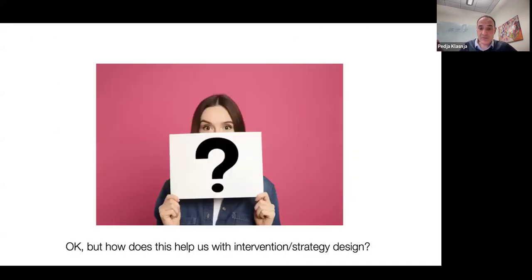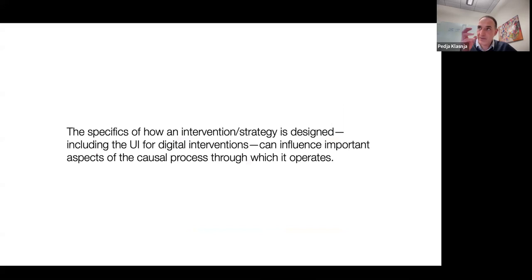So the question is, okay, we use these things to plan implementation strategies. How does this actually help us with intervention or strategy design, right? And for this, I want to give you a couple of examples. The core idea here is that the specifics of how the intervention or strategy is designed, including things like the graphical user interface for digital interventions, can influence important aspects of the causal process through which it operates. And my current thinking about why certain operationalizations of an intervention work better than others is how different variations of an intervention or strategy differentially influence parts of that causal process.